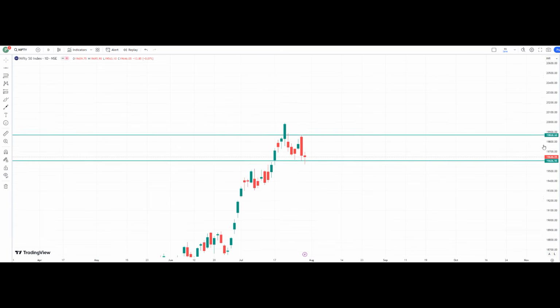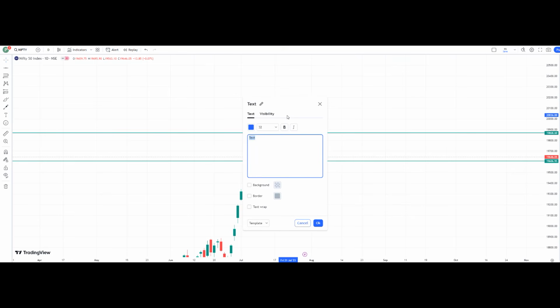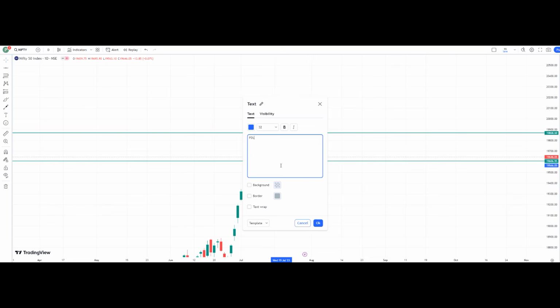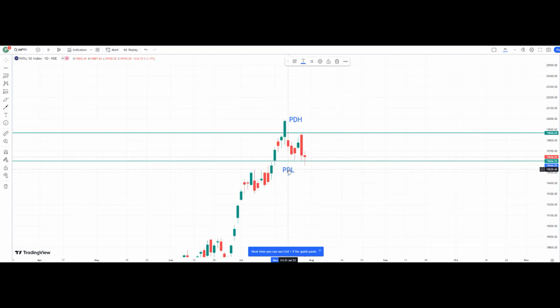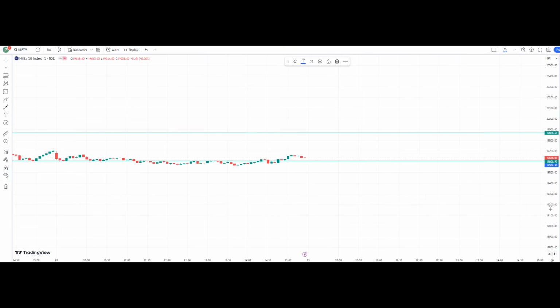So I will write that the previous day high is called PDH. That is previous day high. Okay. And the previous day low we will also mark. That is PDL. So what we'll do now is go to the 5 minutes time frame. So this is daily. I'm going to change this into 5 minutes.